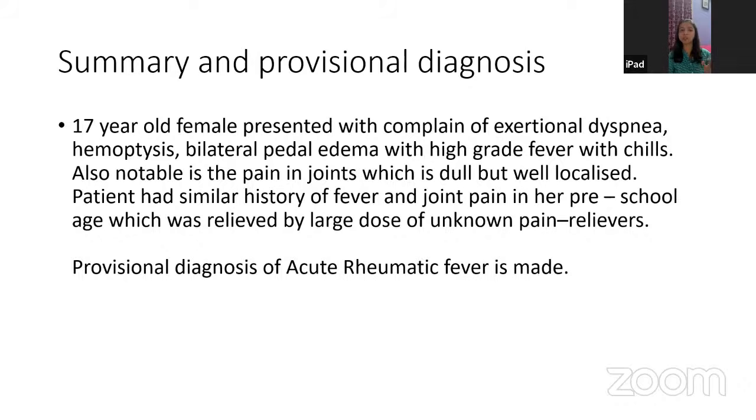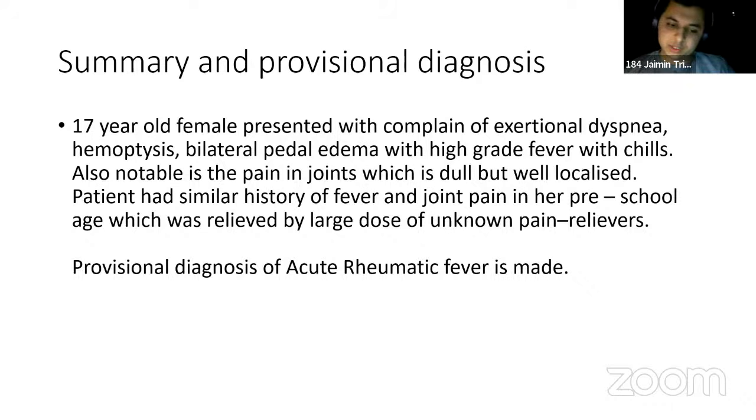So you cannot directly apply the Jones criteria. First you did right, you established the population risk. Your second step is to establish the throat infection. Without that, you cannot proceed to Jones criteria. Okay, so let's assume that you did that ASO titer and it comes positive. Now you will apply the Jones criteria. So tell me the Jones criteria.